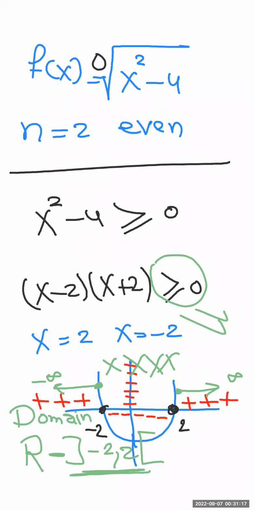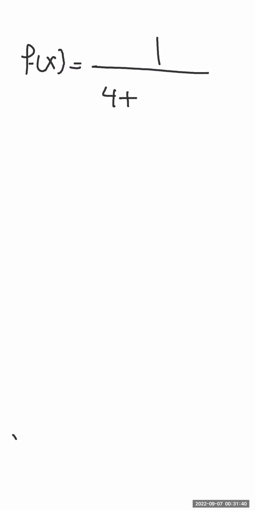Clear. Okay, great. One more question before the last point, which is about the piecewise function. Last question at this point. The function here, f of x equals 1 over the square root of 4 plus 3x minus x squared.